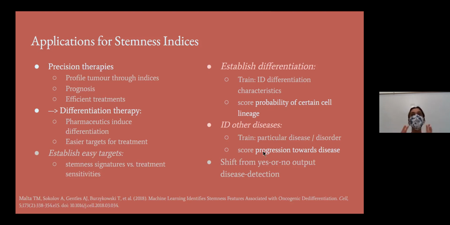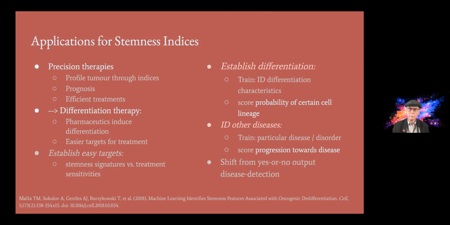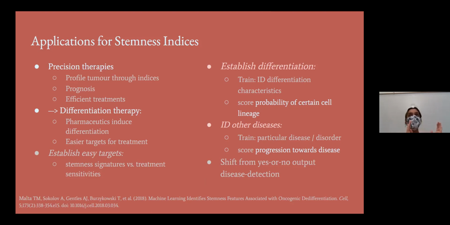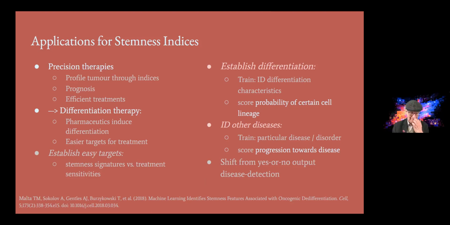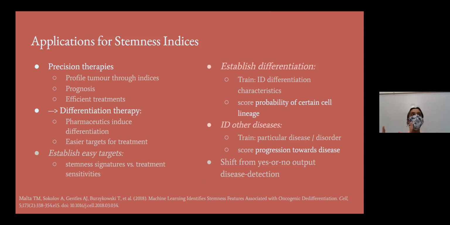Alternately, we can also use the model itself, not for cancer, but for other types of diseases. We can train it on other disease data and then get scores for tissue samples for how far a person has progressed in this disease, like how likely they are to get worse or to get this disease. The important takeaway of this paper, in my opinion, is the shift from a yes or no disease detection, yes, they have this disease, or no, they don't, to the scoring of this range. It gives us more information that might be overlooked when we just ask for a yes or no output.